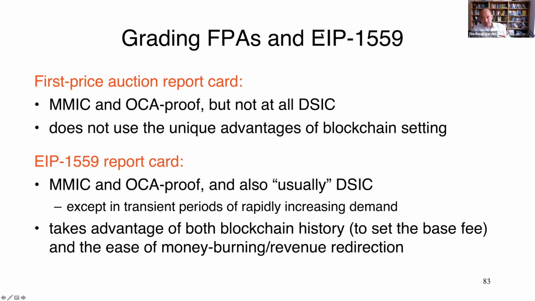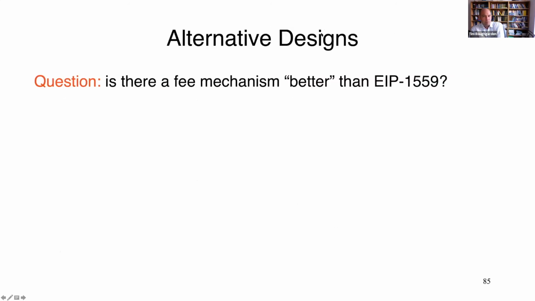So you have a past that allows you to set a pretty good base fee for right now. And then you also have this ability to redirect those payments to someone other than the person executing the mechanism. So burning those base fee revenues, okay? So that's the big difference. It's more complicated, but it takes advantage of these sort of extra parts of the design space in a blockchain setting, and it actually does give you a game theoretic win in having a DSIC most of the time.